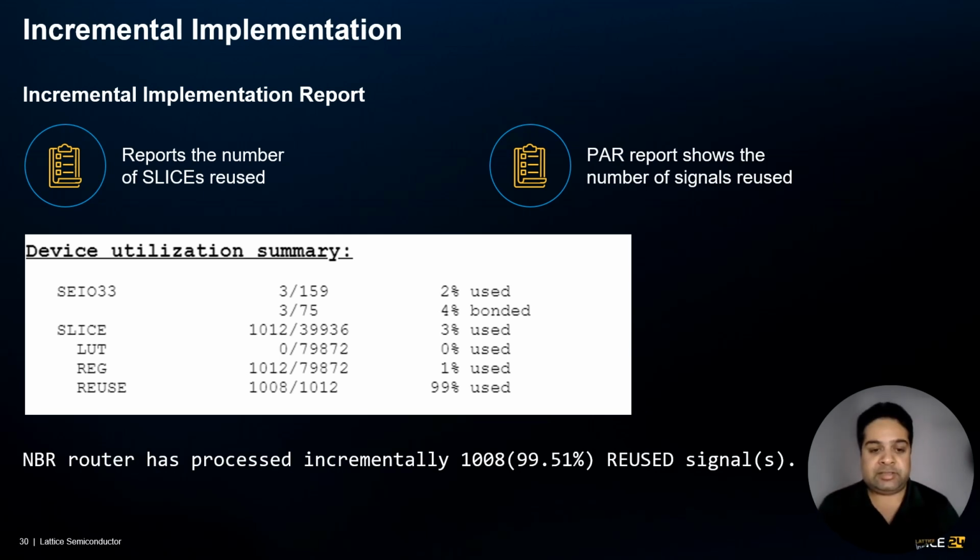As you can see in this example here, the number of slices that are reused are 1008 out of 1012, which is 99% reused. And the place and route report also shows that the NBR router has processed incrementally 1008 reused signals, which means about 0.5% of the signals are only reworked upon, and the rest of the signals are reused. More information on how to use the incremental design flow in the beta stage is available in the Radiant help.